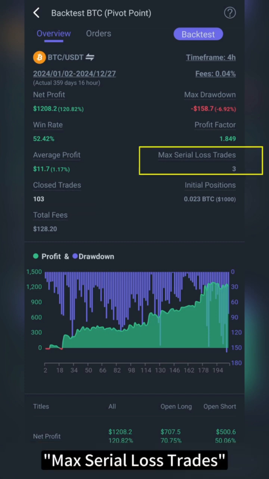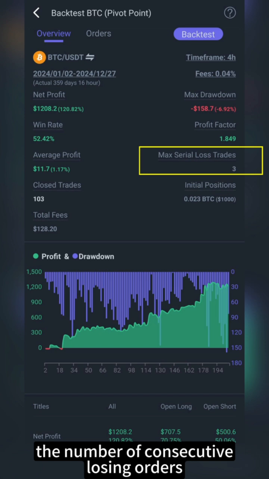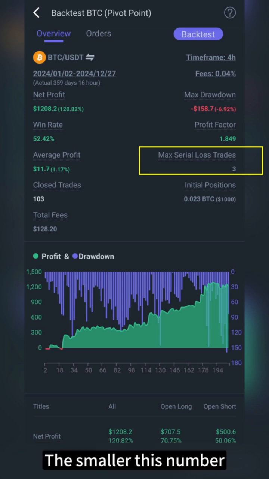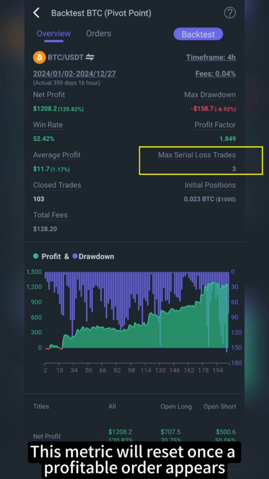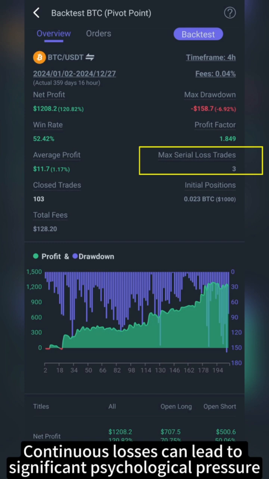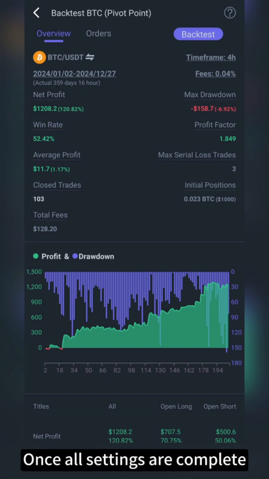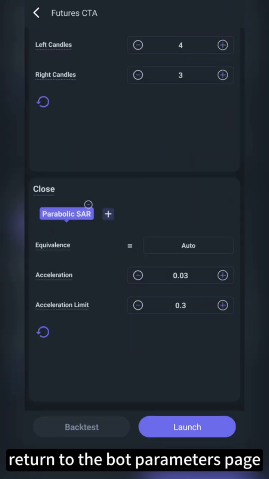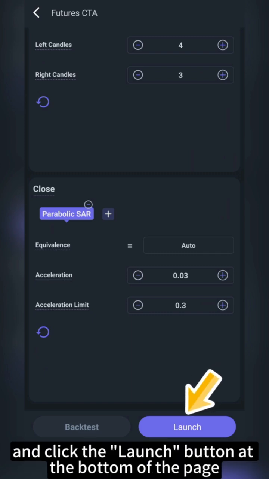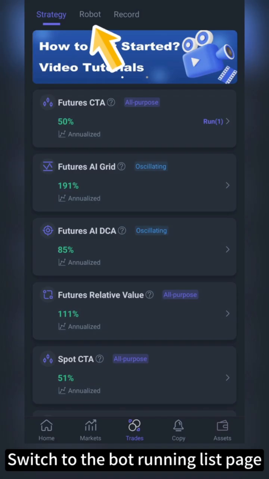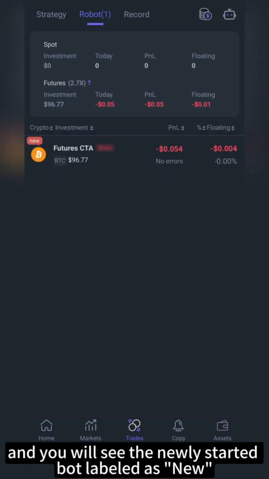Max serial loss trades, the number of consecutive losing orders. The smaller this number, the better, ideally no more than 7. This metric will reset once a profitable order appears. Continuous losses can lead to significant psychological pressure, making it essential to keep this number low. Once all settings are complete, return to the bot parameters page and click the Launch button at the bottom of the page. Switch to the bot running list page, and you will see the newly started bot labeled as New.